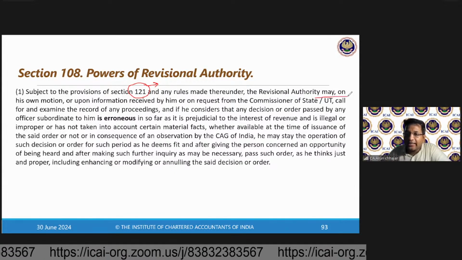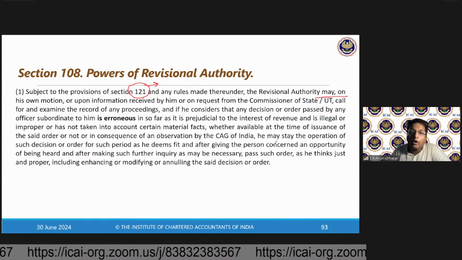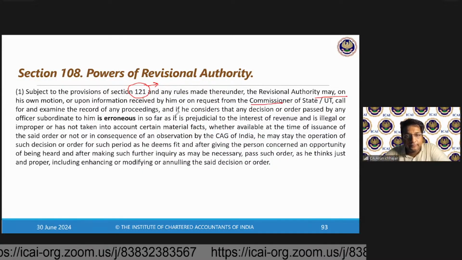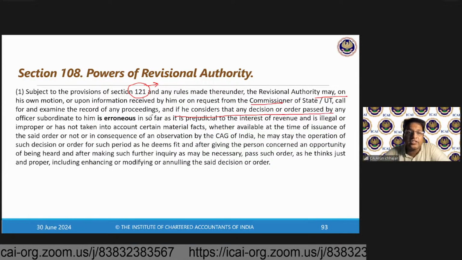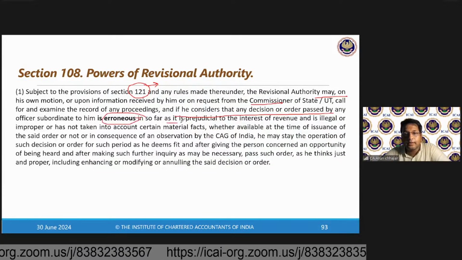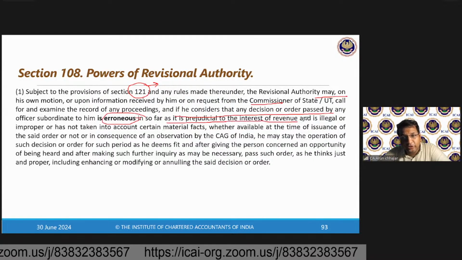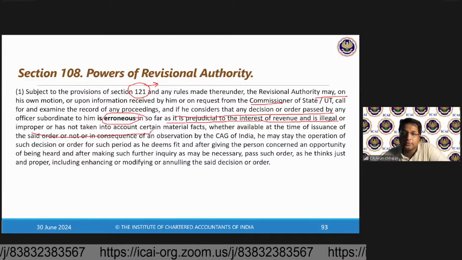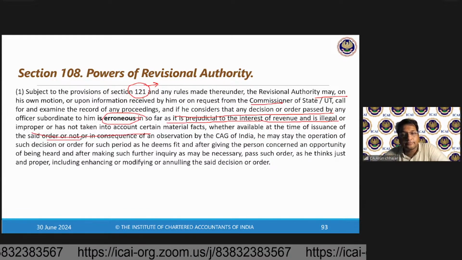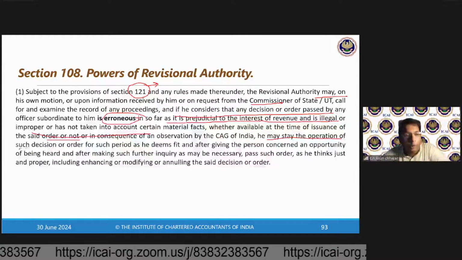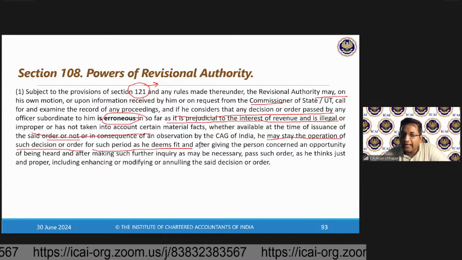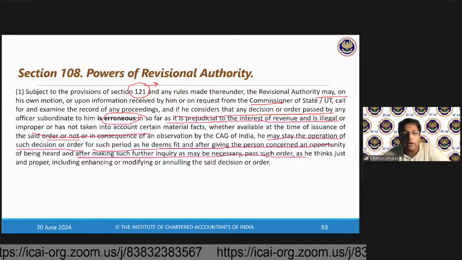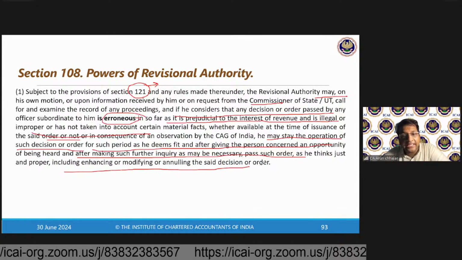The revisional authority may, on his own or on information from the commissioner, examine the record of any proceeding, and if he considers that any decision is erroneous and insofar as it is prejudicial to the interest of the revenue and is illegal, improper, or has not taken account of certain material fact which was available at the time of the order, he may stay the operation of such decision as he may deem fit, and after giving a reasonable opportunity of being heard, after making the inquiry, pass the order, including enhancing, modifying, or annulling the decision.